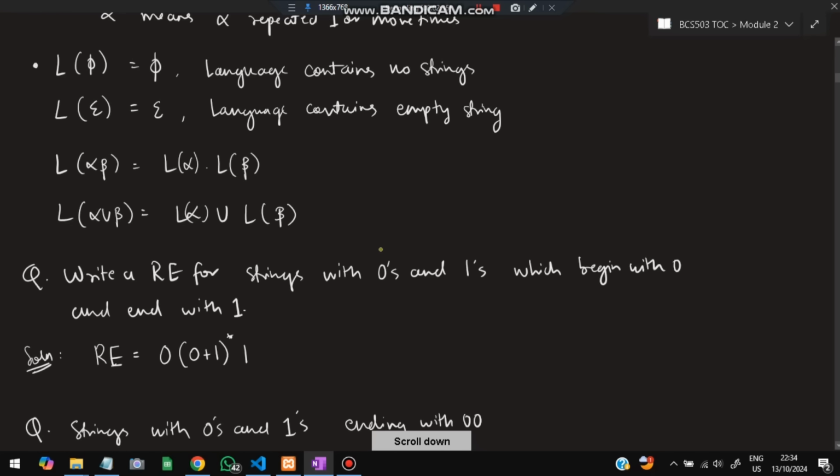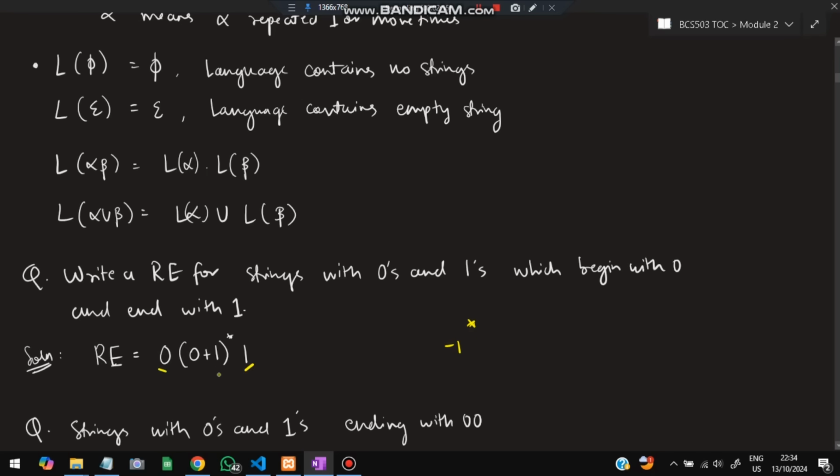Now let's have a look at the questions. Write a regular expression for strings with zeros and ones. We have the alphabet 0 and 1, and the strings begin with 0 and end with 1. So the starting should be 0 and the ending should be 1. In between, we can have 0 or 1, and n number of times.